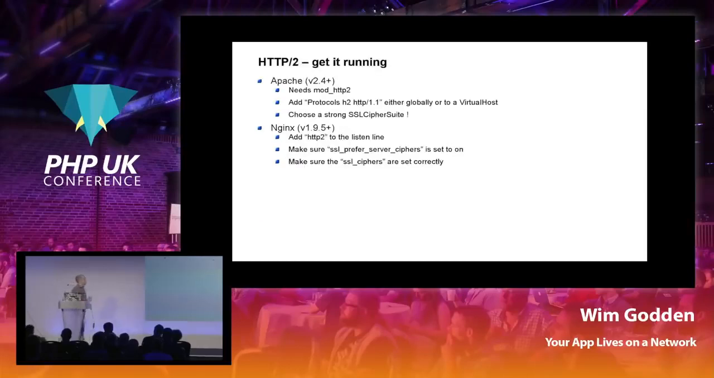Try it out. Deploy it. Getting it running is very easy. You add a module, which you probably already have. You add one line of configuration, and you're done. With Nginx, you just add HTTP2. And then, of course, you have to add an SSL certificate as well and make sure it's set up properly. But that's all you have to do. And all of a sudden, you can have multiple requests over a single connection, and they are a lot faster.